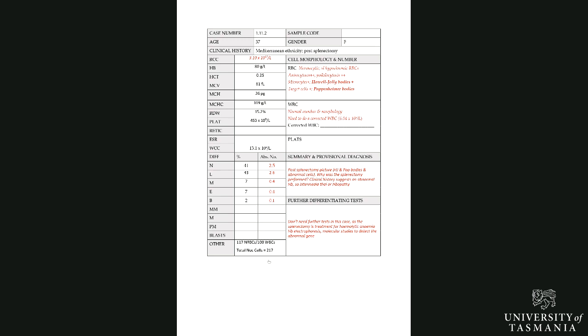So we wouldn't really need to do any further tests because they obviously know about this person's background. But if you were going to do some further tests, of course, it's hemoglobin electrophoresis that you would do to see if you can pick up some sort of an abnormal hemoglobin.